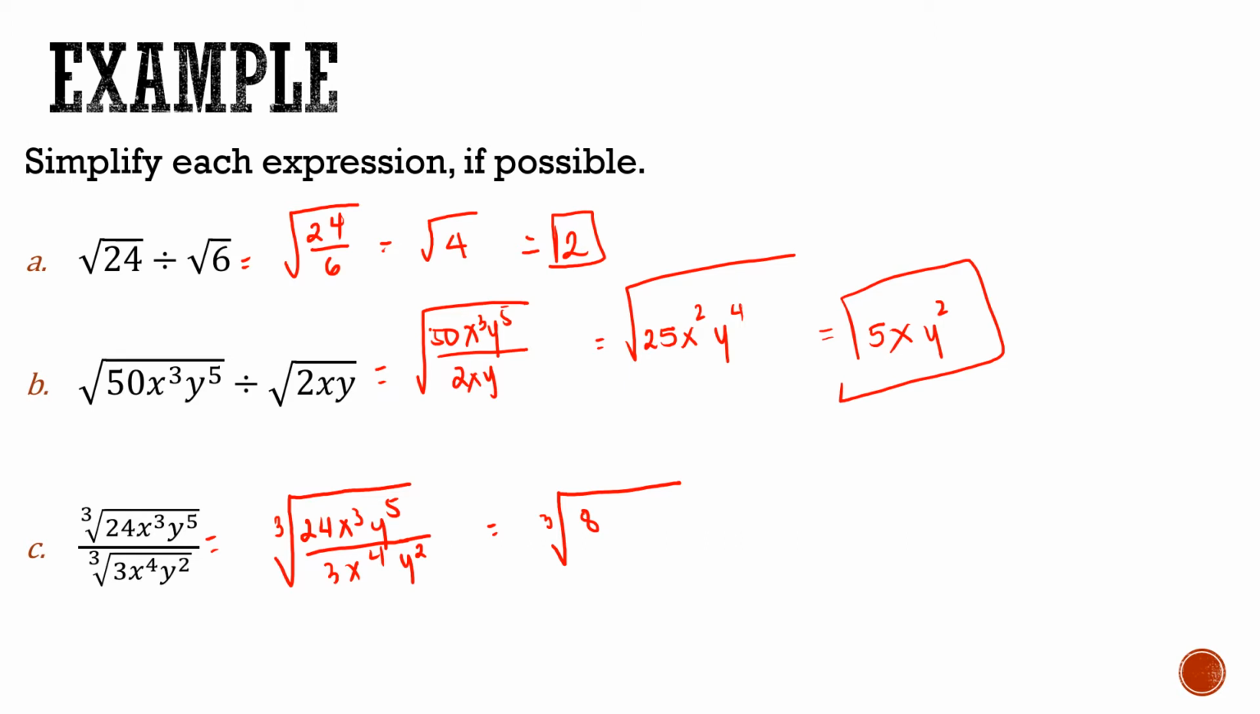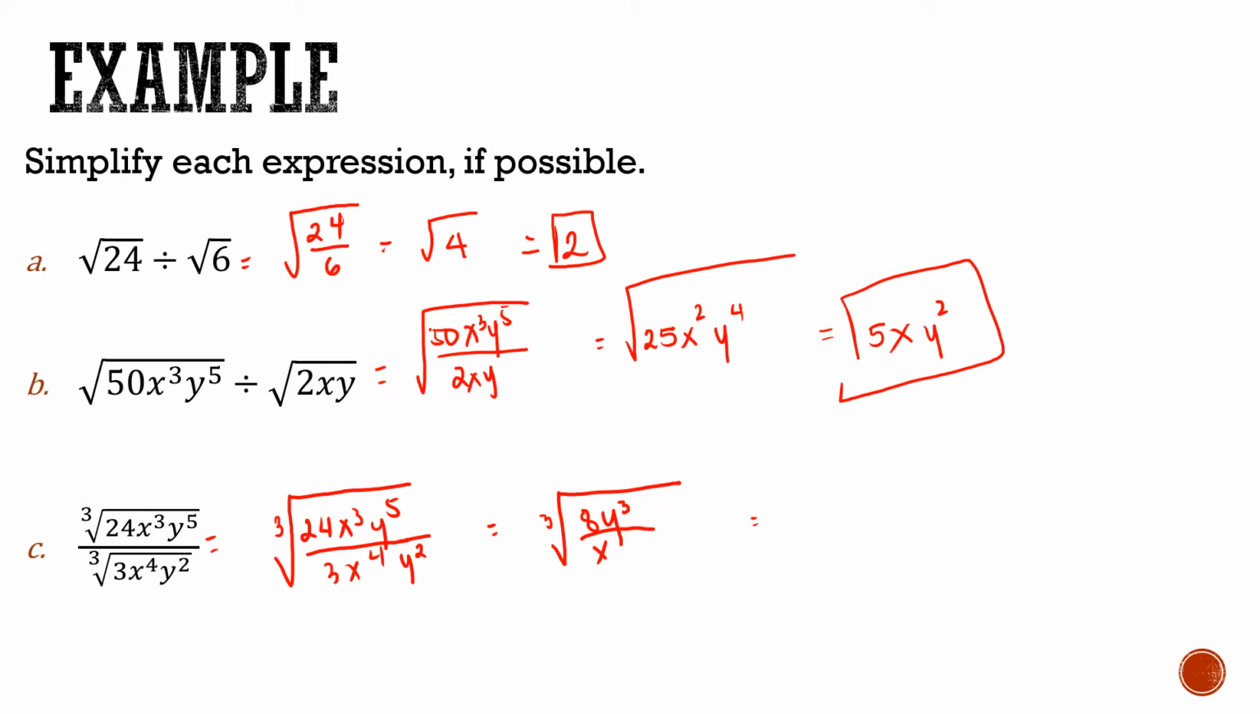Since 4 is greater than 3, I'll be writing my x in the denominator. Then y to the 5th over y squared, that is y cubed. Since 5 is greater than 2, I will be writing my y cubed in the numerator. Then simplify.